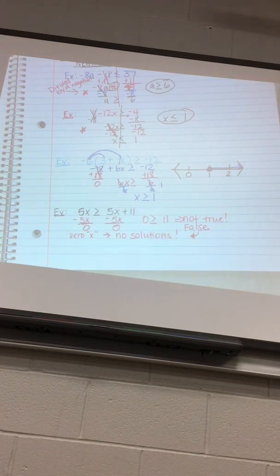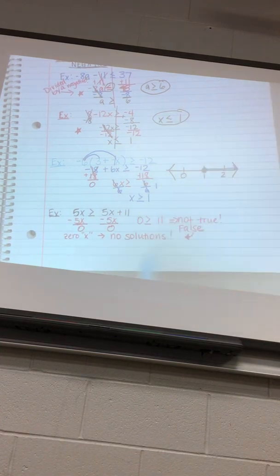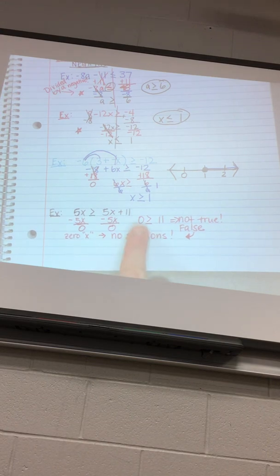So if you ever get that, then with inequalities, you can get no solution for an answer if what you get doesn't make sense. And the only reason is because we got a 0 for the x here when we subtracted 5x from both sides. We were left without any x's. And a 0 is not greater than or equal to 11.